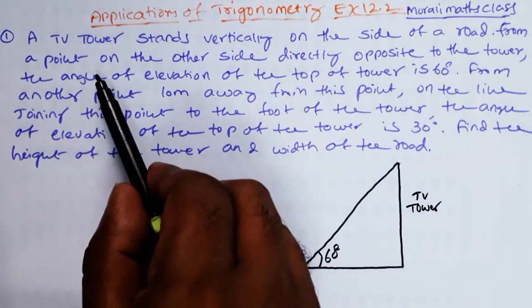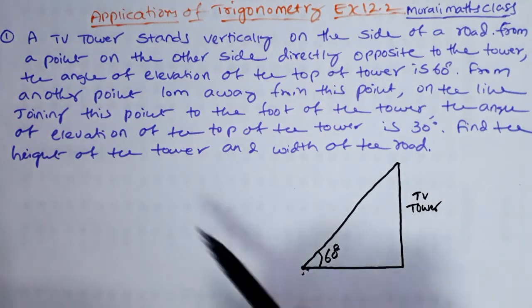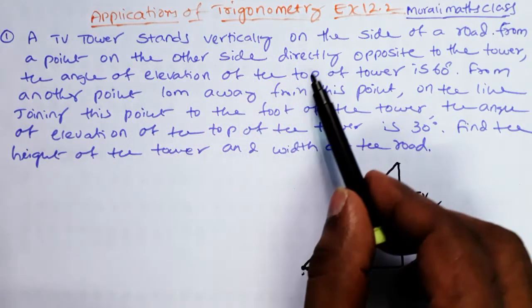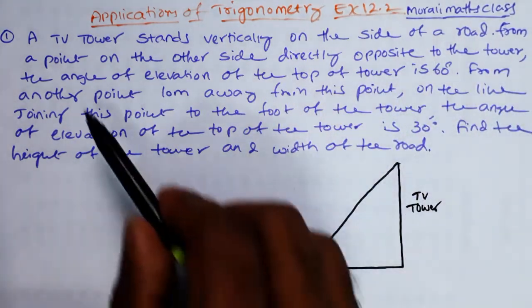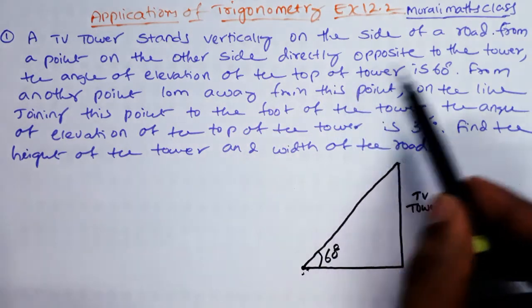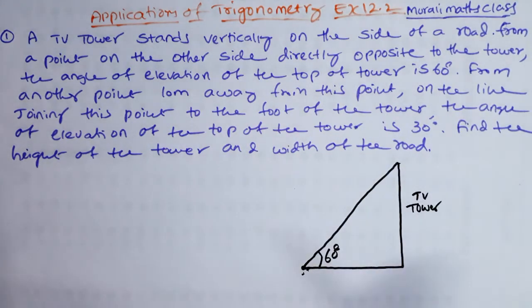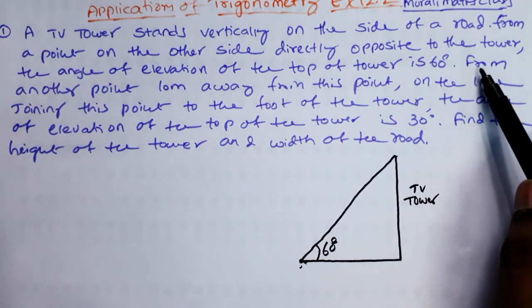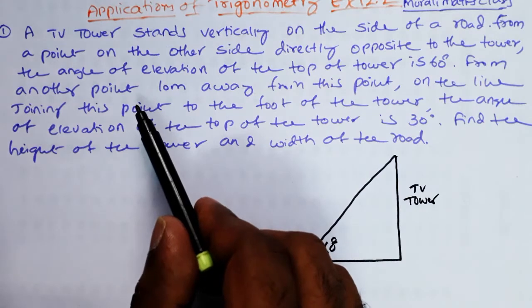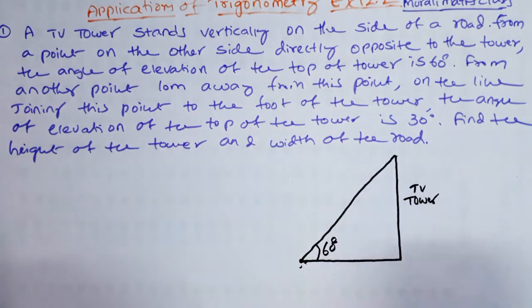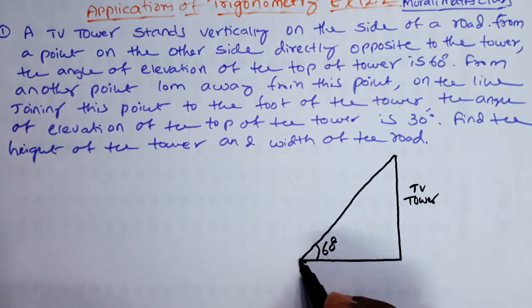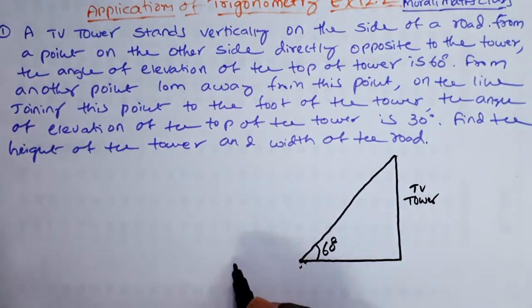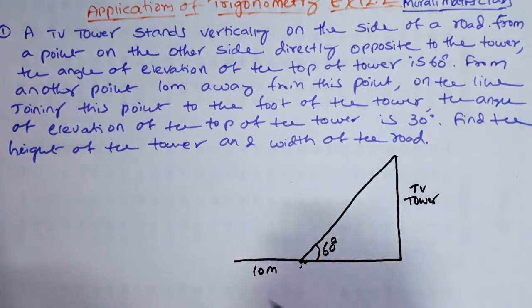So this is the point on the other side directly opposite to the tower, where the angle of elevation of the top of the tower is 60 degrees. We mark it here. Next, the third sentence: from another point 10 meters away from this point. We already marked one point, so from this point 10 meters away, let us take that point here. This is the second point.